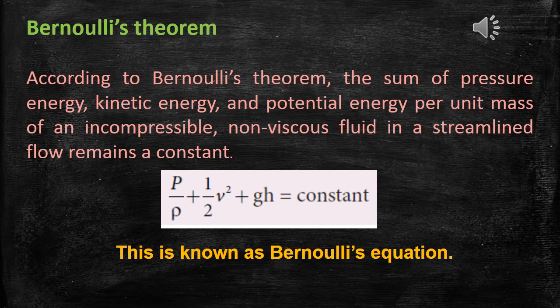According to Bernoulli's theorem, the sum of the pressure energy, kinetic energy, and potential energy per unit mass of an incompressible non-viscous fluid in a streamlined flow remains a constant. It can be written mathematically as P by rho plus V square divided by 2 plus gh is a constant. This is known as Bernoulli's equation. In this video, we are going to derive the proof for Bernoulli's theorem.